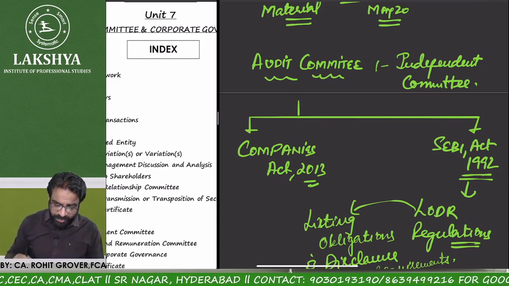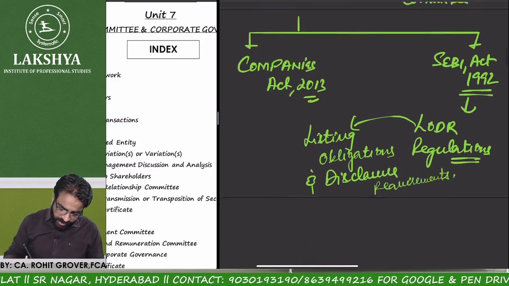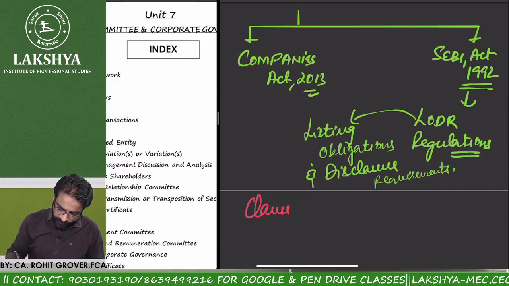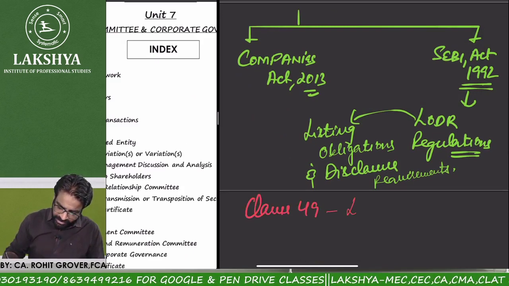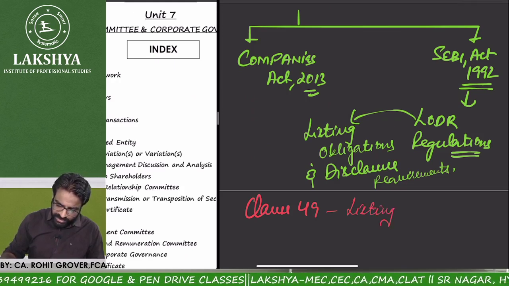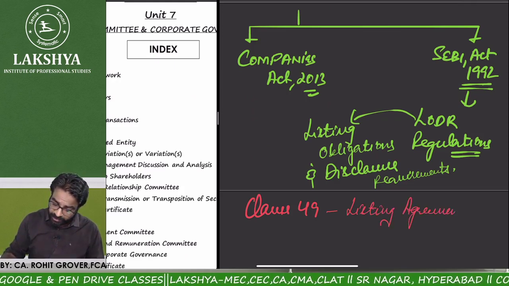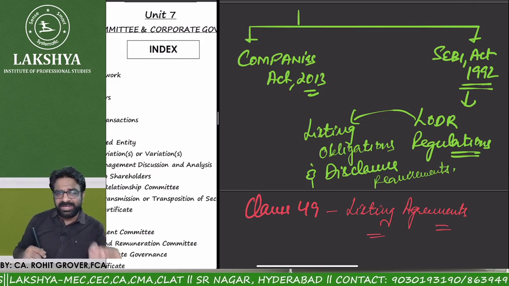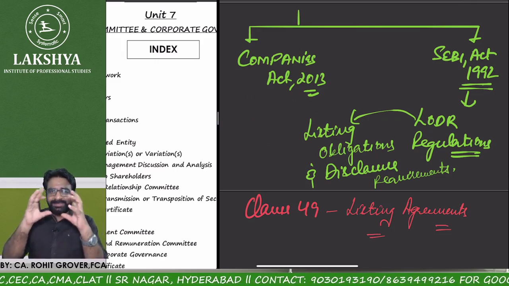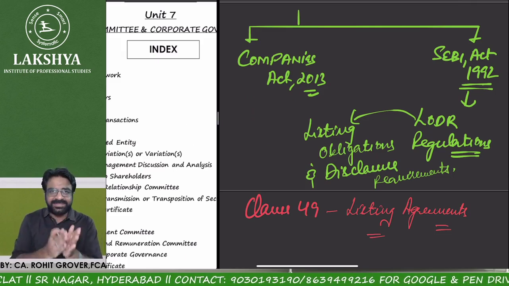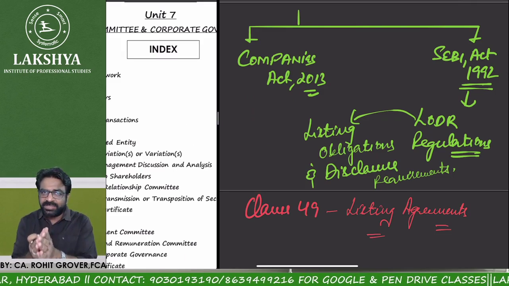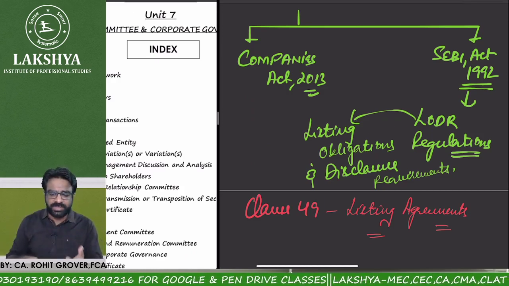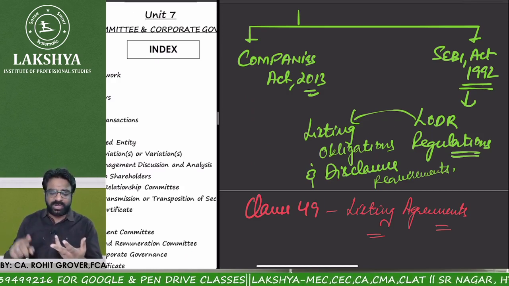Now, if you all remember, or I don't know whether you know or not, there used to be earlier one thing called Clause 49 listing agreements. Are you getting the point? So basically, what do you mean by listing agreements? Once you turn yourself from an unlisted company to a listed company, the SEBI Act 1992 says that there are some Clause 49 listing agreements which you have to comply with.